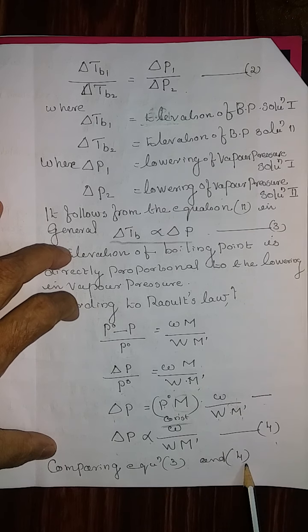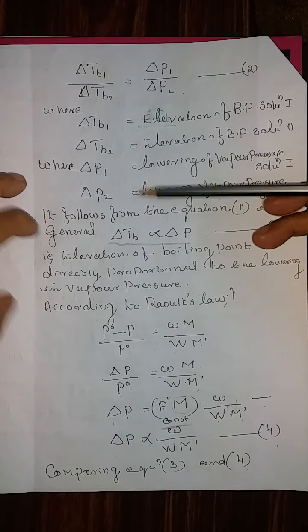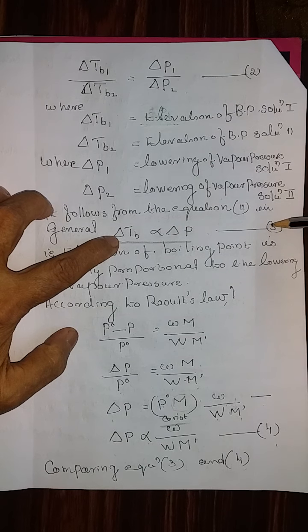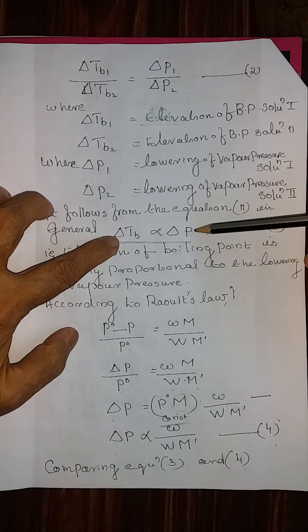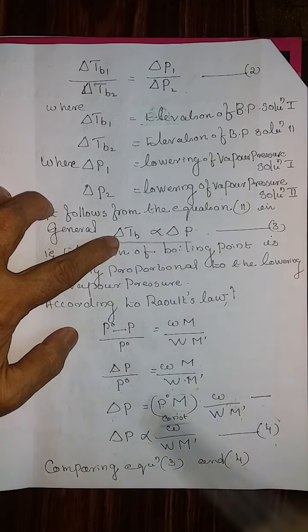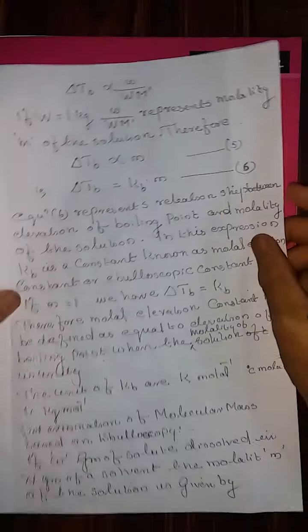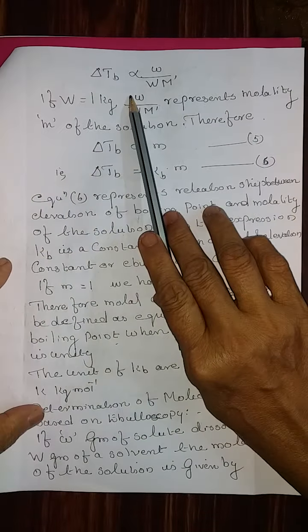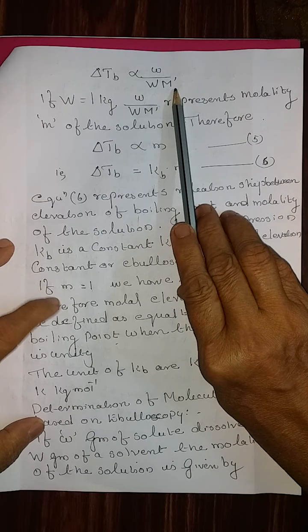Comparing equations 3 and 4, delta TB is directly proportional to delta P. Therefore, instead of delta P, we can write delta TB. Therefore, delta TB is directly proportional to small w by capital W into M dash.